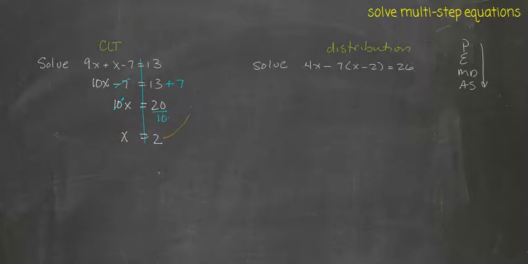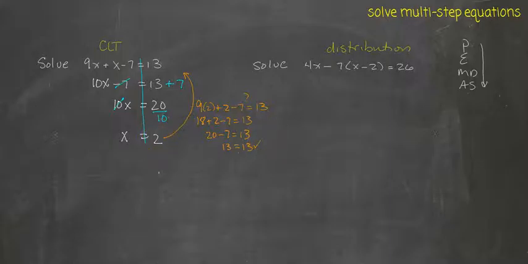And you should check your answers. So I have 9 times 2 plus 2 minus 7 equals 13. And because I'm checking, I don't really know if that's true. 9 times 2 is 18, plus 2, minus 7 equals 13. 18 plus 2 is 20, minus 7 equals 13, and 20 minus 7 is indeed 13. So 13 equals 13, I got the right answer. All right, solved to the right answer.